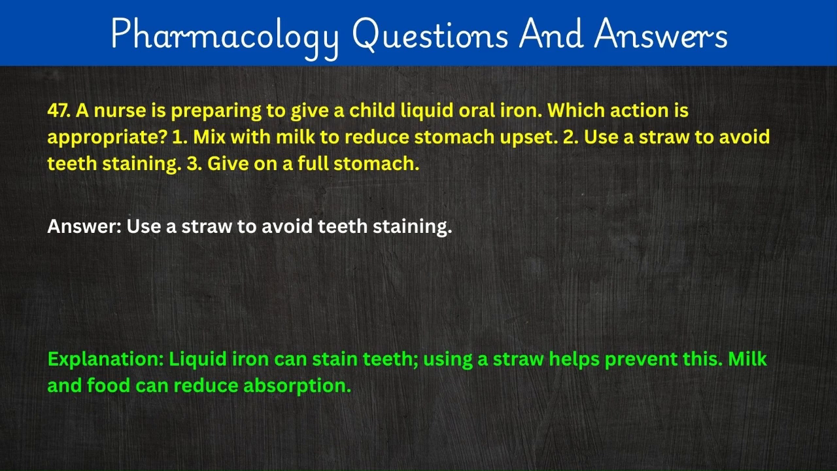47. A nurse is preparing to give a child liquid oral iron. Which action is appropriate? 1. Mix with milk to reduce stomach upset. 2. Use a straw to avoid teeth staining. 3. Give on a full stomach. Answer: use a straw to avoid teeth staining. Explanation: liquid iron can stain teeth. Using a straw helps prevent this. Milk and food can reduce absorption.